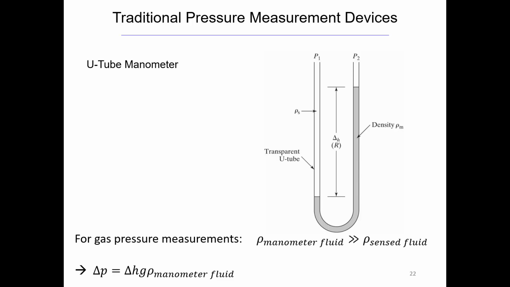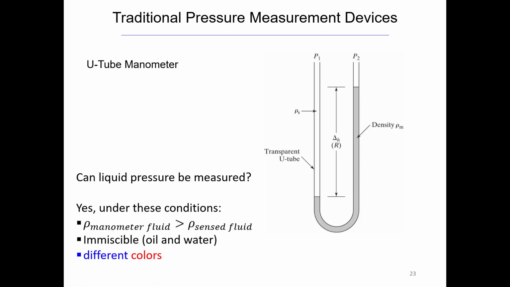So on to simplifying it for gas pressure measurements. If we're measuring gas, the manometer fluid is much more dense than the sensed fluid. So we can just drop the sensed fluid density out of the equation. If you're measuring a gas, this is the equation you're going to be using. I should put a red box on this one. The change in pressure equals the change in height times gravity times the density of this fluid. Then you can get the change in pressure for a gas.